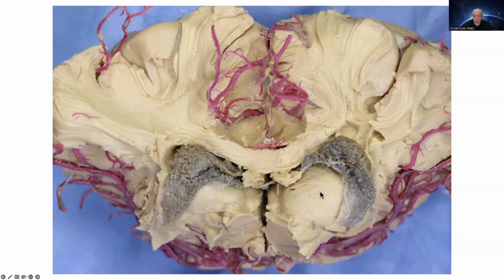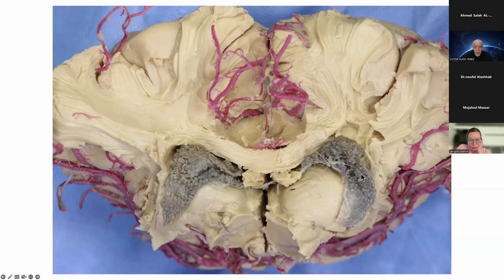This is the caudate nuclei, and here we have the choroid plexus on this side. So here we have the midbrain. So let's go to the next.